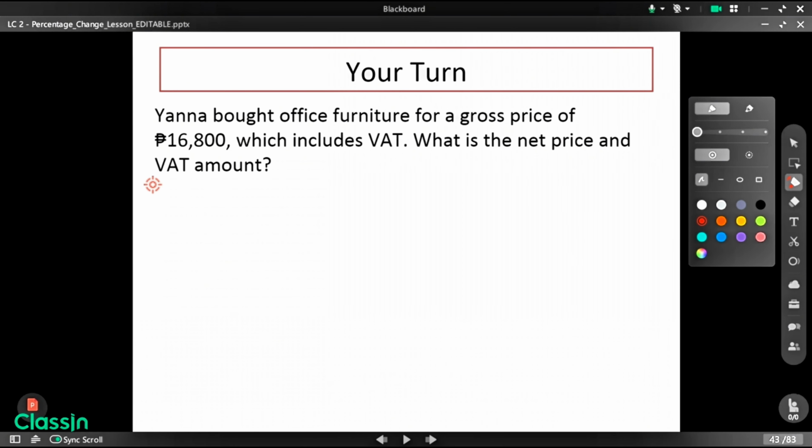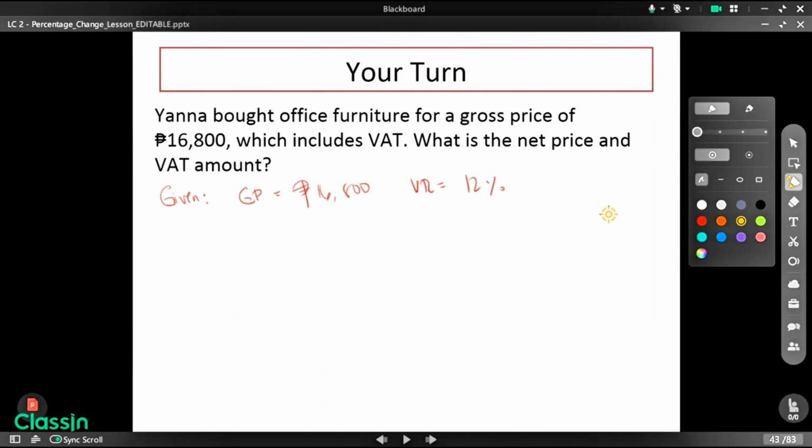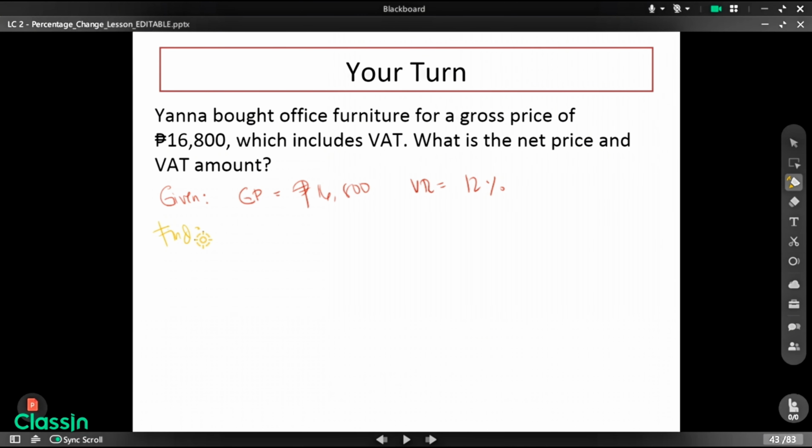Let's write all the given first. So Yana bought office furniture for a gross price of 16,900, which includes VAT. What is the net price and VAT amount? So our gross price is equal to 16,800, and our VAT rate, we know that in the Philippines we have 12%. Now, you need to find the net price and the VAT amount.